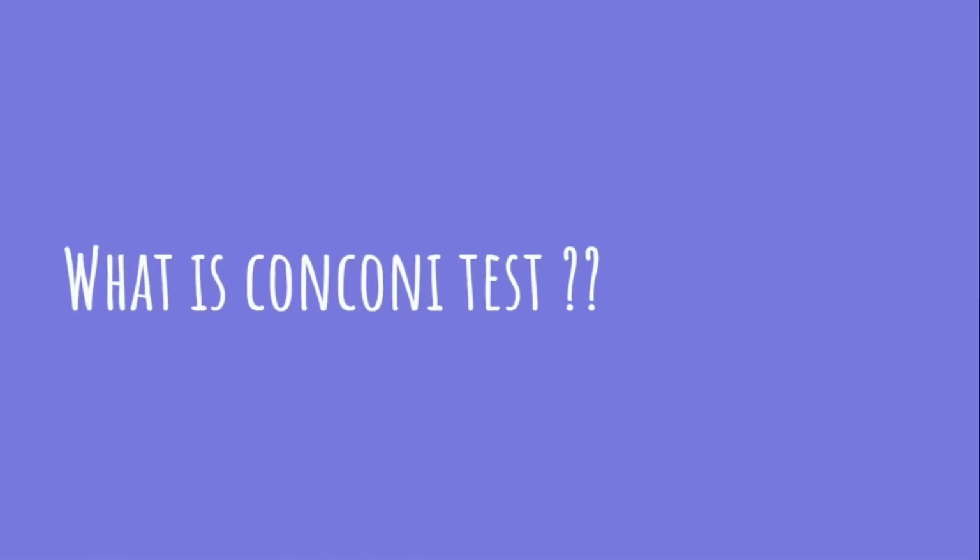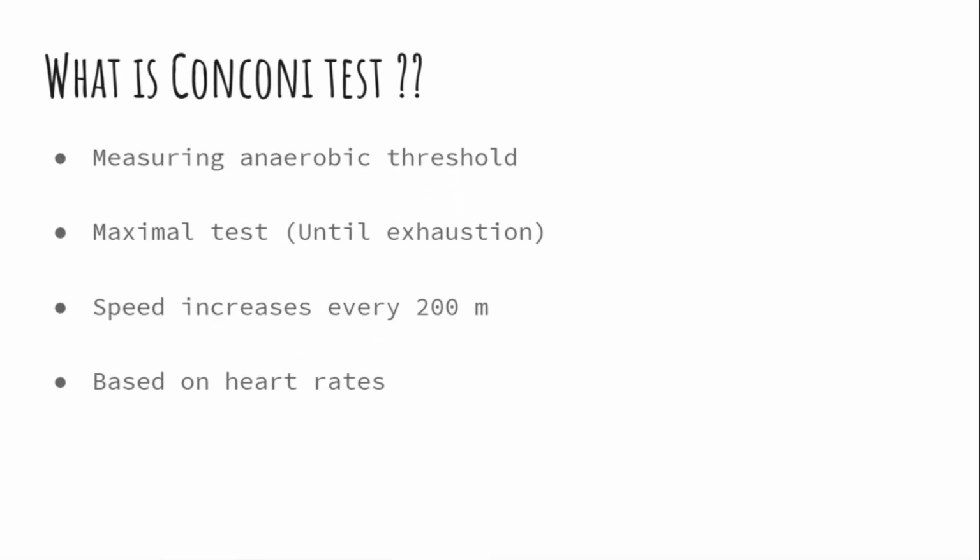What is the Conconi test? The Conconi test is an endurance test to measure anaerobic threshold and maximum heart rate, and this test is a maximal test, which means that you have to execute this test until exhaustion, and you have to manipulate the speed while you are running. Basically, you have to increase the speed every 200 meters. I'm gonna explain the procedure in detail right along, and while you are running, you have to record your heart rate.